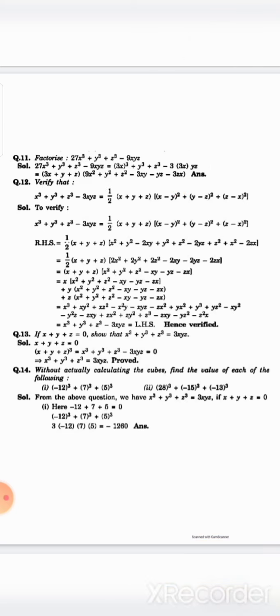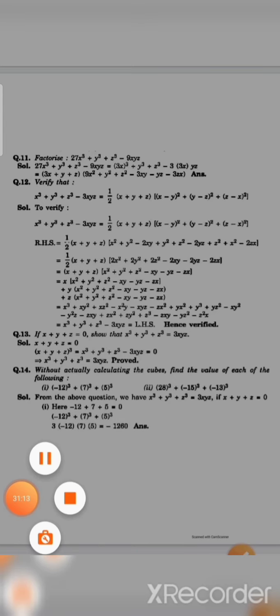Next, question number 12. In question number 12 we have to verify that x cube plus y cube plus z cube minus 3xyz is equal to half of x plus y plus z into the first bracket x minus y whole square plus y minus z whole square plus z minus x whole square. For that, first in the solution, to verify, we write our polynomial. Here we use our identity number 8.